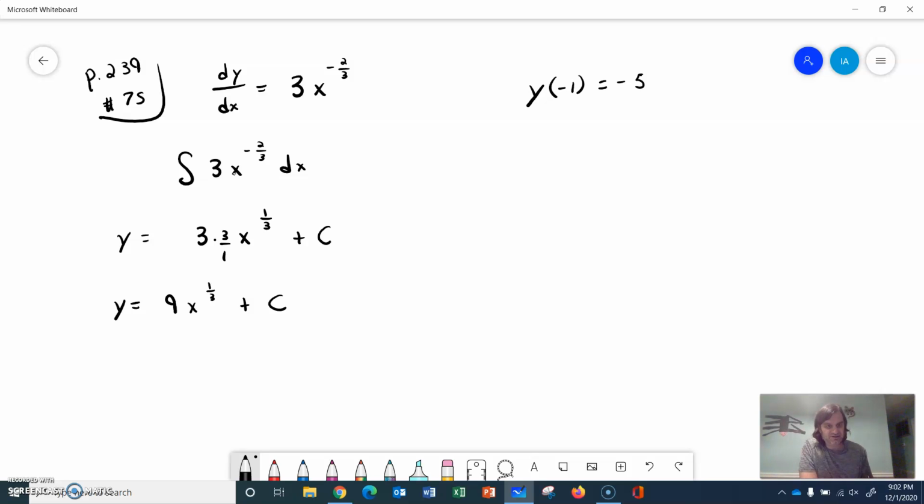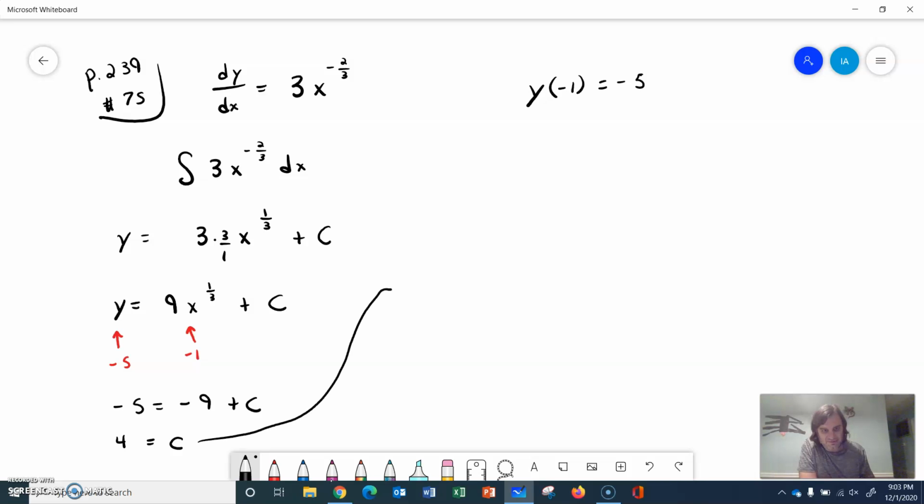So we divide by 1/3, so it ends up multiplying by 3. In this case, we're going to go back in and take our x value, which will be -1, plug it in, and our y value, which is -5, plug it in, and see what we get. So we get -5 equals 9 times the cube root of -1. That's going to give me -9, and then plus c. I'm running out of room, but that will tell me c equals 4 when I get it by itself.